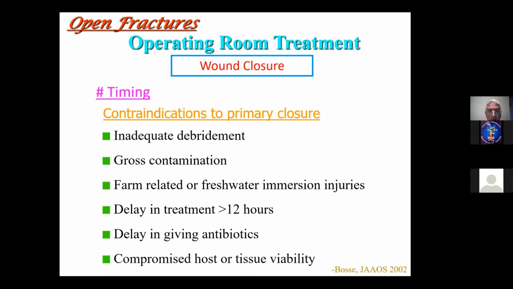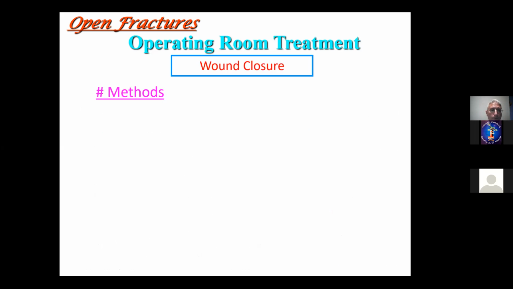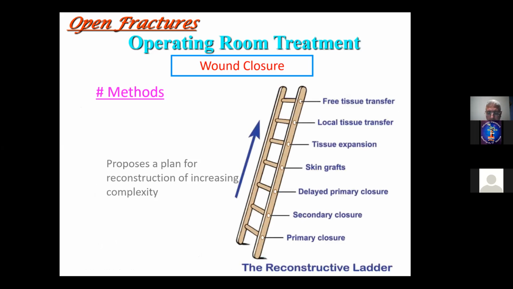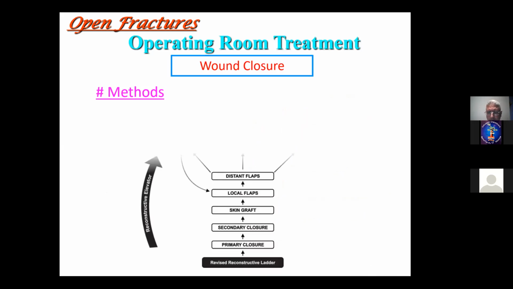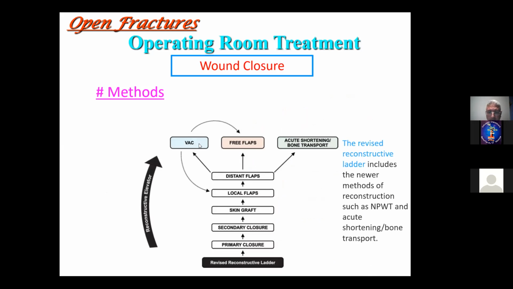The methods of wound closure, it has been said that we have a reconstruction ladder to describe the different steps of wound closure, starting from the easy to the more complicated. This proposes a plan for reconstruction of increasing complexity. However, this has been changed into the revised reconstruction ladder by adding the VAC or the vacuum assisted closure and the acute shortening and bone transport. This is the revised reconstruction ladder.